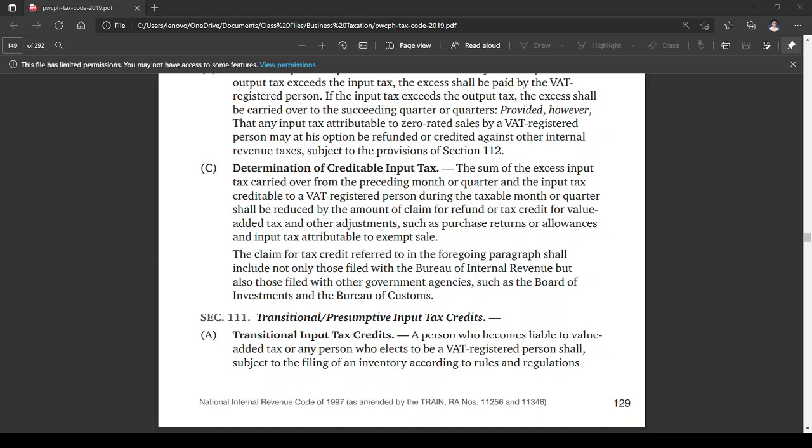Okay, so of course kung meron man tayong inavail na mga refund or tax credit, then siyempre matatanggal na yung input tax natin, right? So, for example, meron tayong 50,000 na creditable input tax. Tapos nag-refund tayo ng 30,000. So siyempre 30,000 from that 50,000 shall be deducted as your input tax. Right? So ganun lang 'yon.